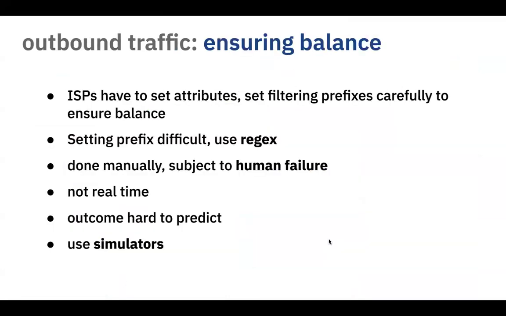So ISPs have to set attributes and set filtering prefixes carefully to ensure balance. Setting the prefixes in the right way is difficult, and we mostly use regex for that. It is often done manually and is subject to human failure. It's not done in real time. Its outcome is hard to predict, but there are simulators available to see the effect on traffic.